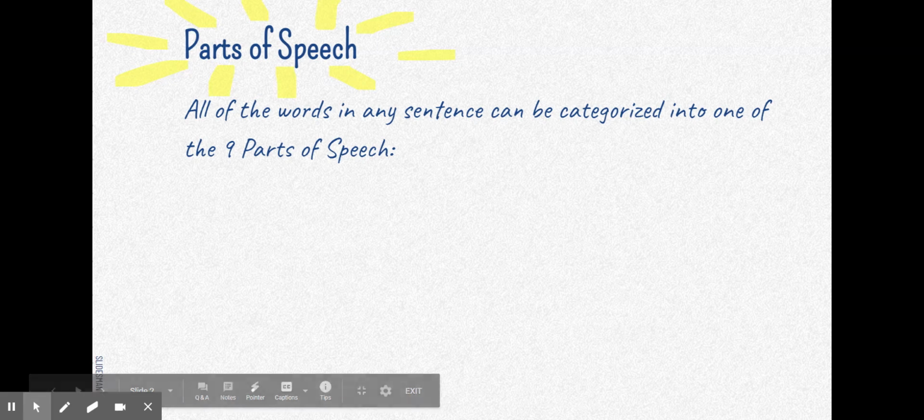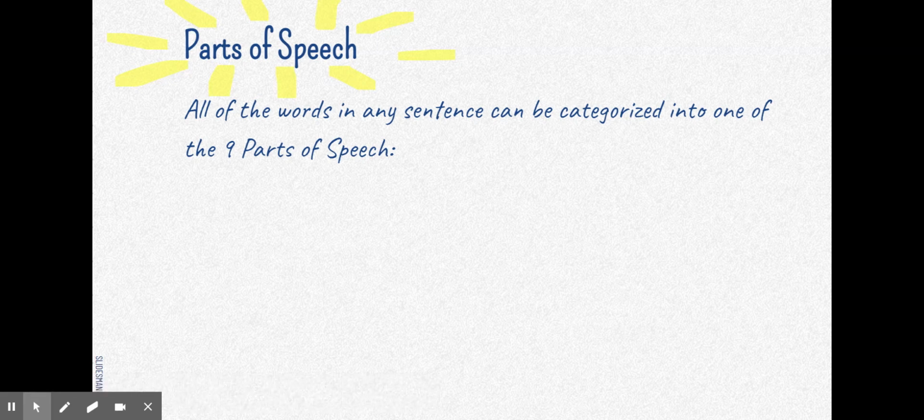So just a little overview of the parts of speech. There are 9 of them, 9 parts of speech. And these are basically the categories of words. Every single word in any sentence that could ever be written in English can be categorized into one of the 9 parts of speech. So that's what we're going to be learning. We're going to be studying each part and learning how to label all the words in a sentence as one of the 9 parts of speech.